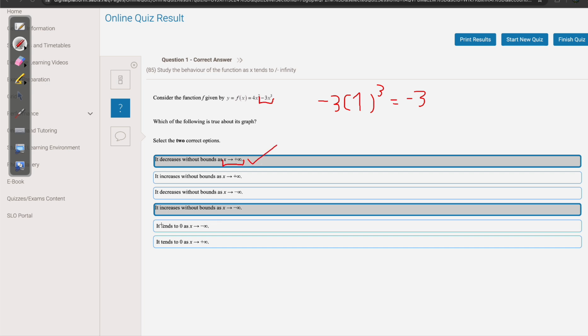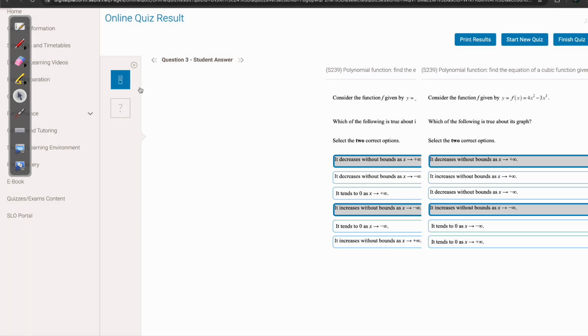And then let's try the same with a negative number. Negative 1 to make it easier for the calculations. So negative 3 into negative 1 cubed is equal to 3, which is a positive number, which means it increases. Number 2, right?